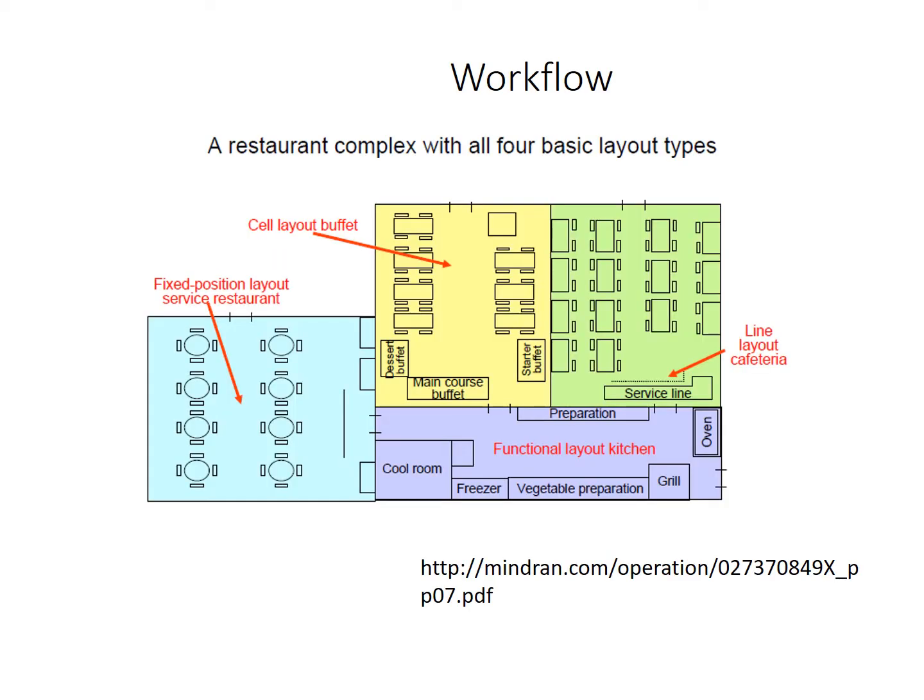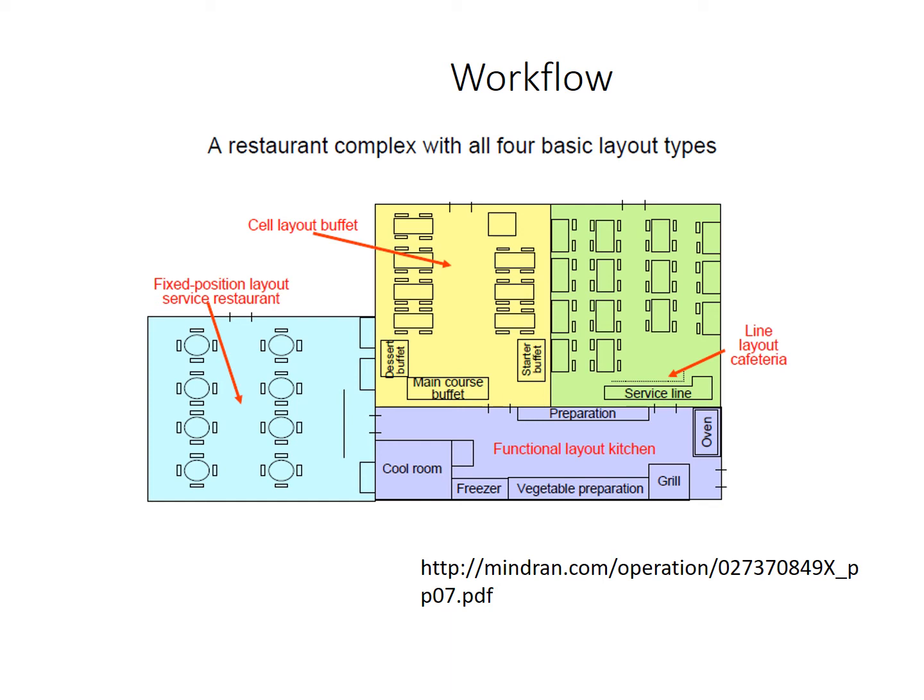So here now, let's look at a restaurant complex with all 4 basic layout types. To our left in the blue, we have the fixed positions layout, service restaurant with tables and chairs. And then in the middle in the yellow, we have a cell layout, buffet style with tables, and the starters buffet, the main course buffet, and then the dessert buffet. So you've got three different sections. And then on the right hand side, in the light green, you have the service lines, and in the purple you have the functional layout kitchen.